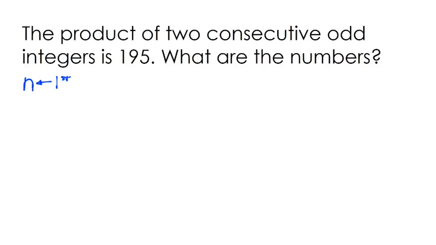Okay, that's like our first number. But then our second number would be represented as n plus 2. It's going to be 2 greater than the first one. And that's going to be our second number. And so from there, we can write an equation.